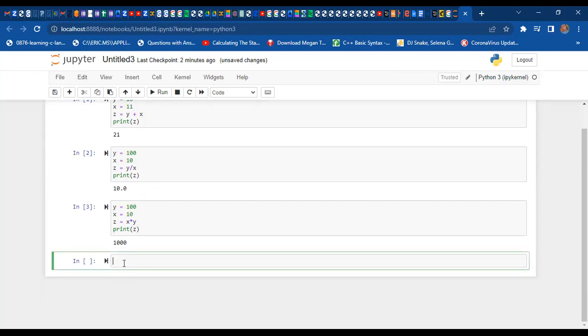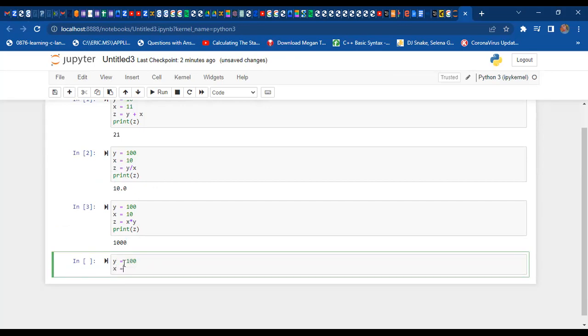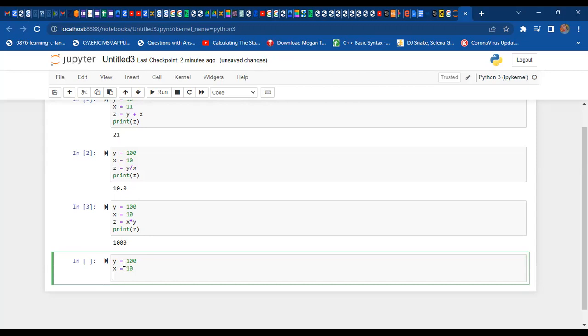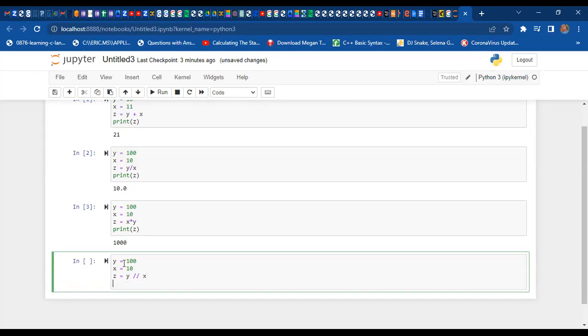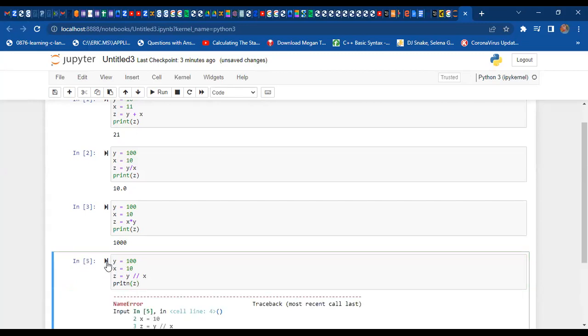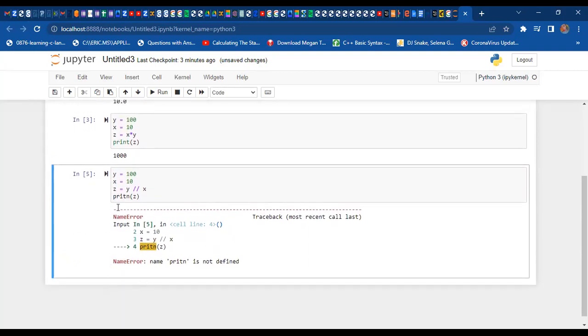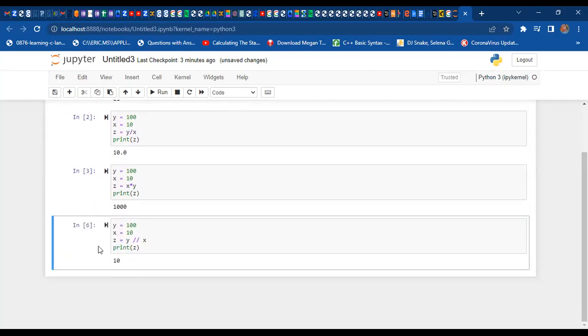do an integer division. y is equal to 100, x is equal to 10, z is equal to y, and then two division signs, divide by x. Print. Okay, I get you. So you've got to use two division signs. Yes, sorry, I have written the word print wrong. As you can see.